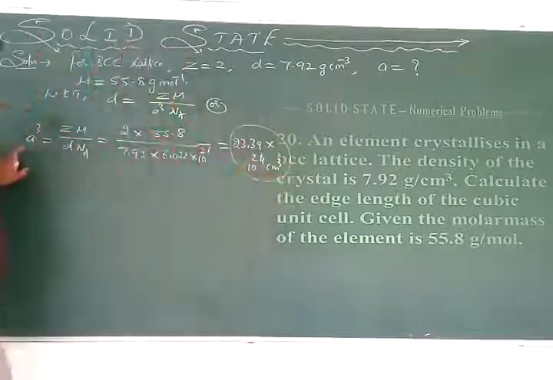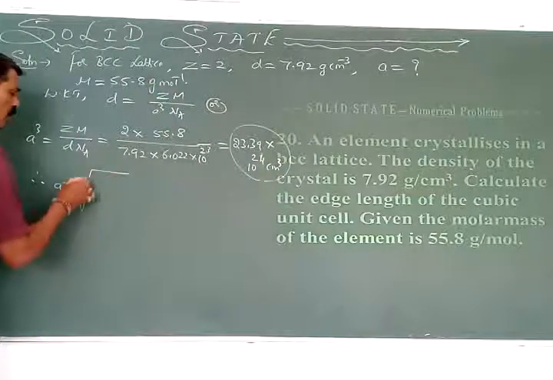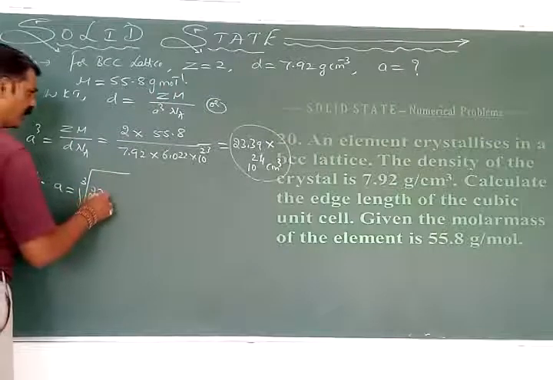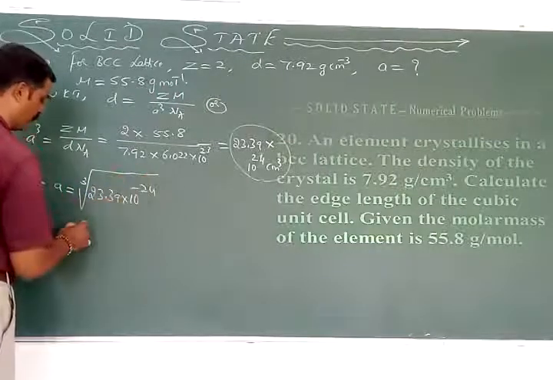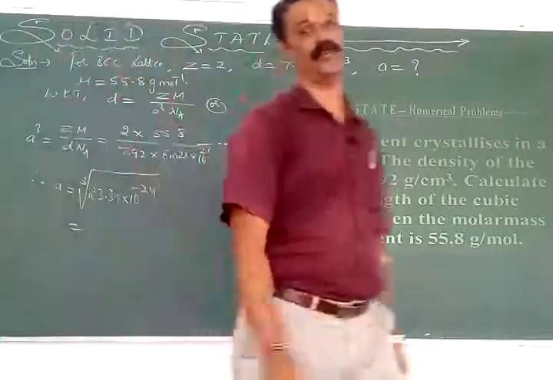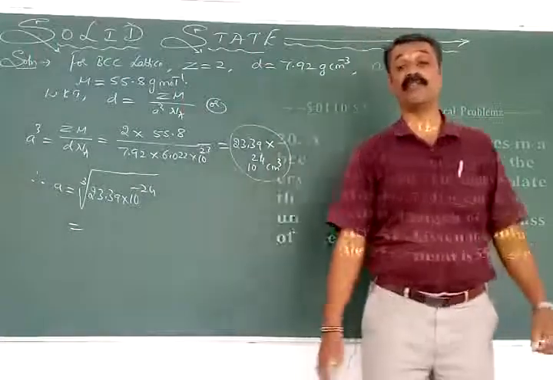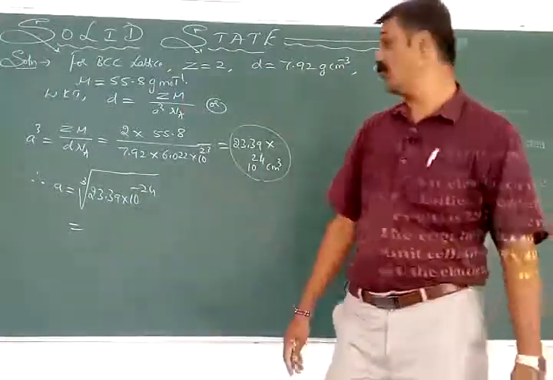What is this? A cube. Therefore, what is A? Cube root of 23.39 into 10 to the power of minus 24. Again, here also we have to use the log tables, as if there is no availability of scientific calculators for the calculation, you have to use only the log tables.